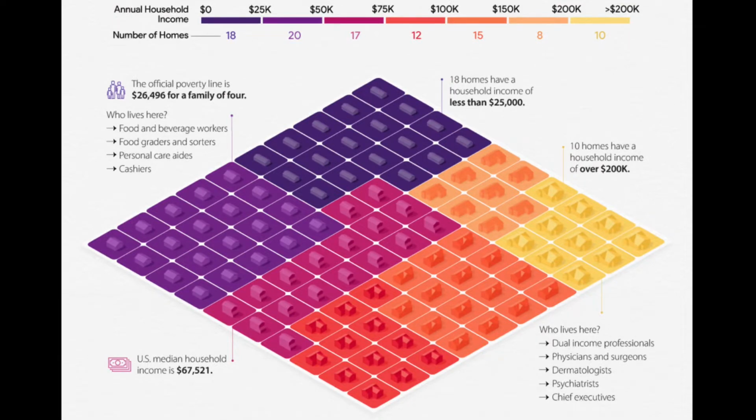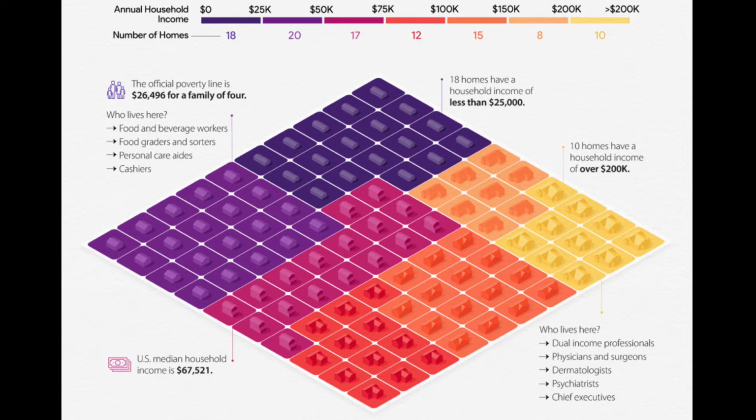All right, let's just walk through this infographic and read through some of the basic numbers, and then we'll dive a little deeper. So of those 100 homes, there are 18 that are under $25,000. That is below the official poverty line for a family of 4. And you've got 20 in that 25 to 50,000 range. So that's 38 homes out of these that live on under $50,000 a year.